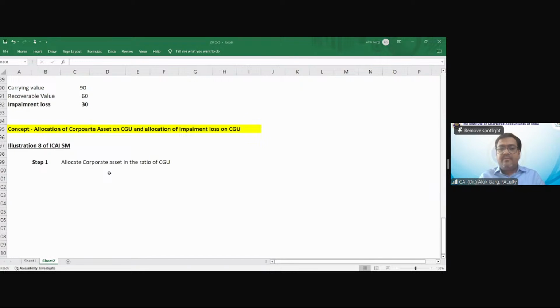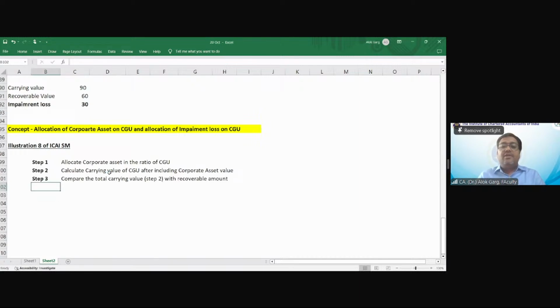Step number 2, calculate carrying value of CGU after including corporate asset value. If the carrying value is 20 and 30 and corporate asset allocation is 4 and 6, what is the carrying value of CGU after including corporate asset value? 24 and 36. Very good. Step number 3, compare the total carrying value with recoverable value.